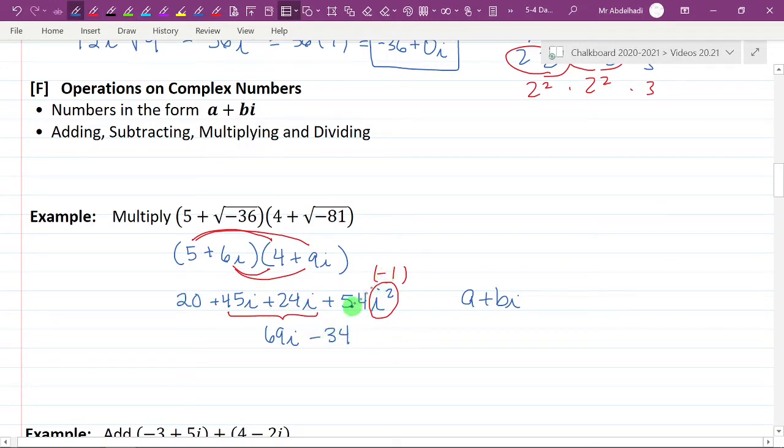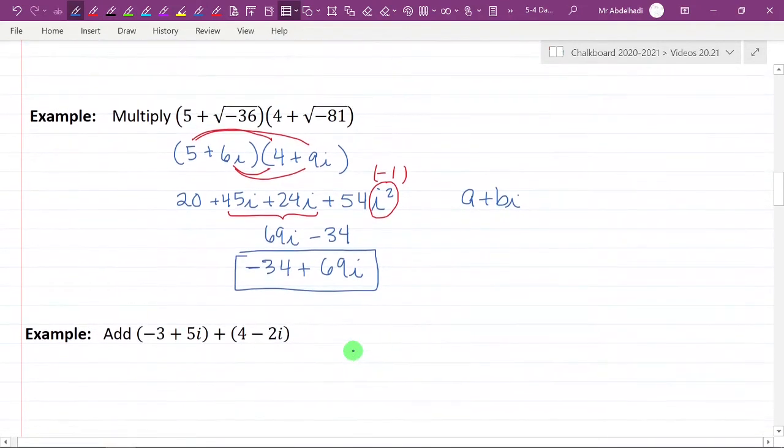20 minus 54. Well, is this an A plus BI form? Well, it's backwards. Actually, it's BI plus A. So you want to switch this around. Now it's correct. Okay, this next one is adding.